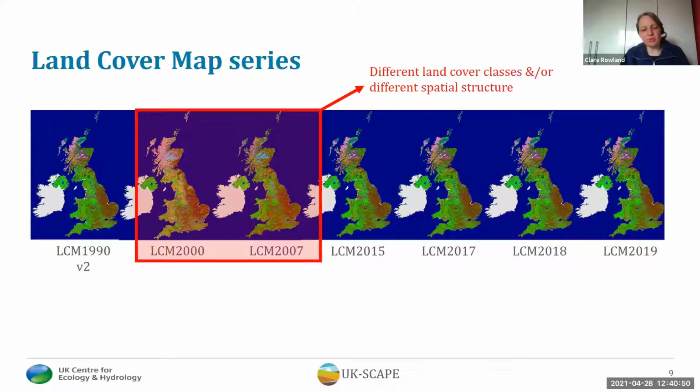One thing that's important to note about the land cover maps at the moment is that the current versions of Land Cover Map 2000 and Land Cover Map 2007 have different land cover classes and different spatial structures. This means that we can't use those for change at the moment, but we are doing work now where we're producing new land cover maps between Land Cover Map 1990 and Land Cover Map 2015. So we're expecting our ability to measure change to increase over the next couple of years.